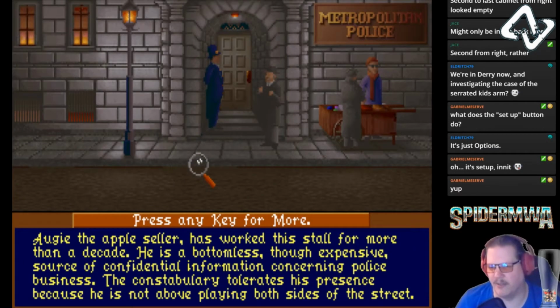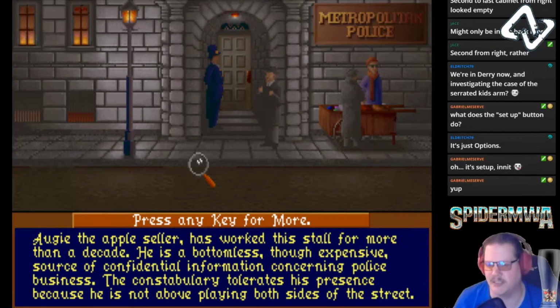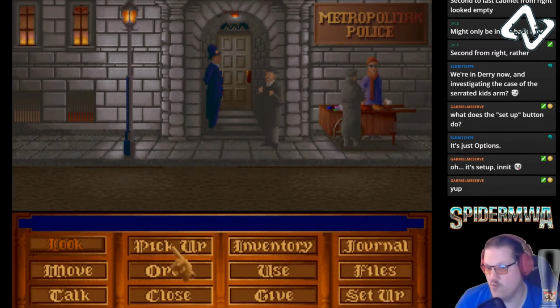Augie the apple seller has worked this stall for more than a decade. He is a bottomless, though expensive, source of confidential information concerning police business. The constabulary tolerates his presence because he is not above paying both sides of the street. Many times the police have nabbed their man because of one of Augie's tips. So he's a snitch. I mean, an information booth.